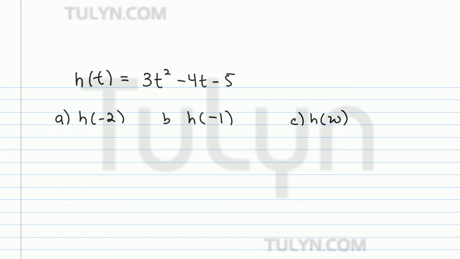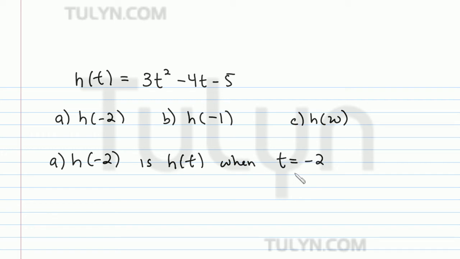So for part A, h of negative 2, this is evaluating the function at negative 2. It isn't multiplying the function by negative 2. This notation means that h of negative 2 is h of t when t is negative 2. So basically what we do is we replace all the t's we see in this function, 3t squared minus 4t minus 5, with negative 2.